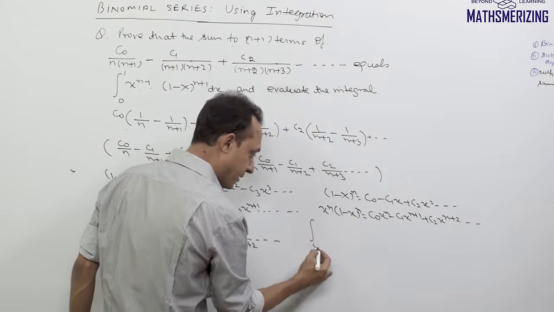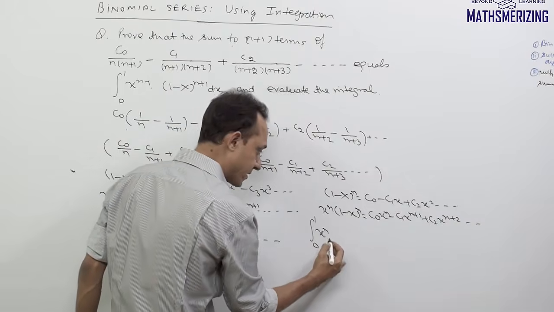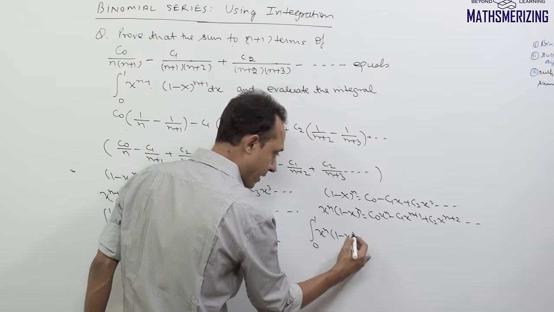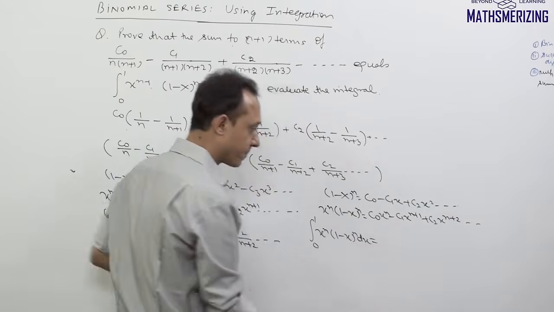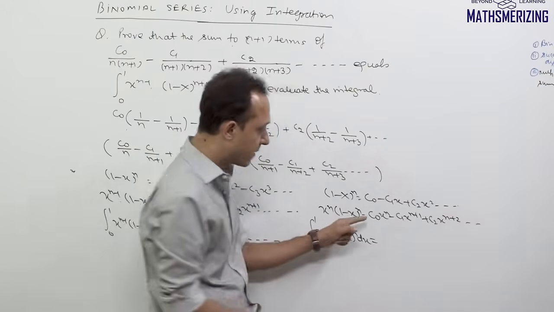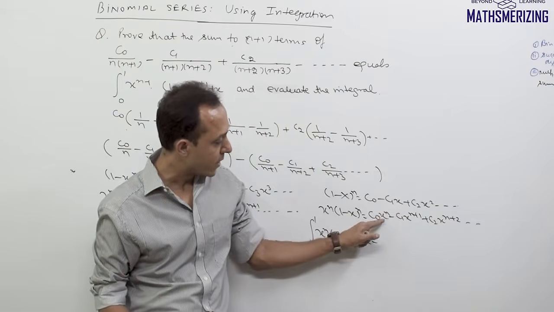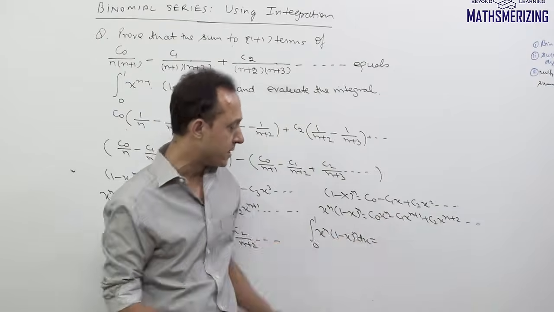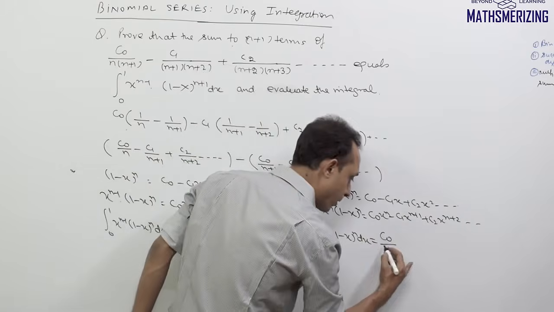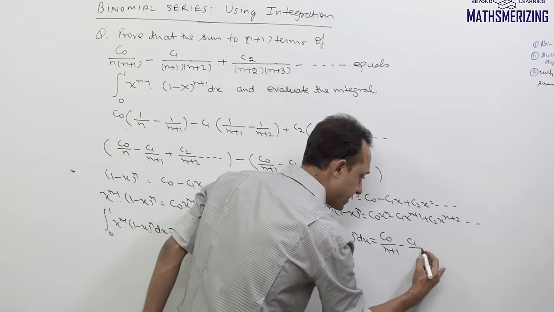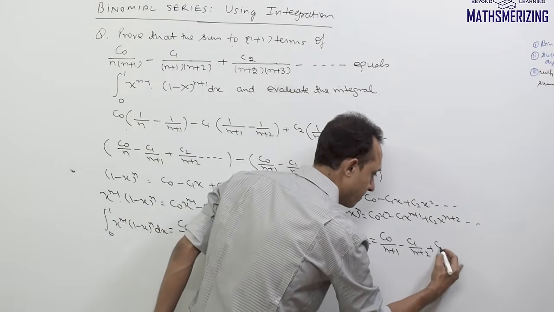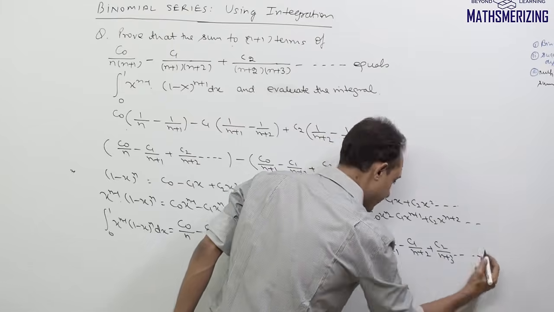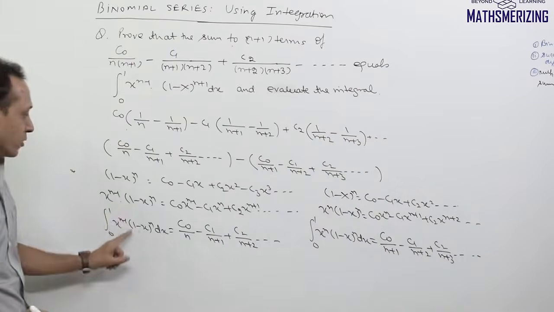So now again I'll integrate. I'll write from 0 to 1, x to the power n, (1 minus x) to the power n dx. And here if I integrate from 0 to 1, it'll be x to the power n plus 1 upon n plus 1, and from 0 to 1, it'll be simply 1. So I'll write C0 upon n plus 1 minus C1 upon n plus 2 plus C2 upon n plus 3. So I've got the result for two separate series.